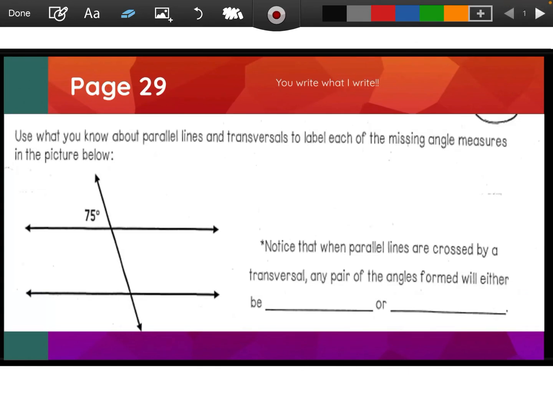Now we're going to be on page 29 going over some of these examples. It says, use what you know about parallel lines and transversals to label each of the missing angle measures in the picture. It also says, notice when parallel lines are crossed by a transversal, any pair of angles formed will either be congruent or supplementary.